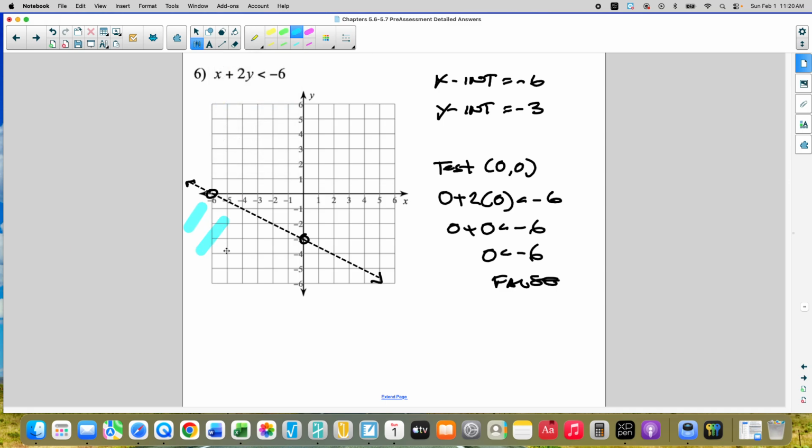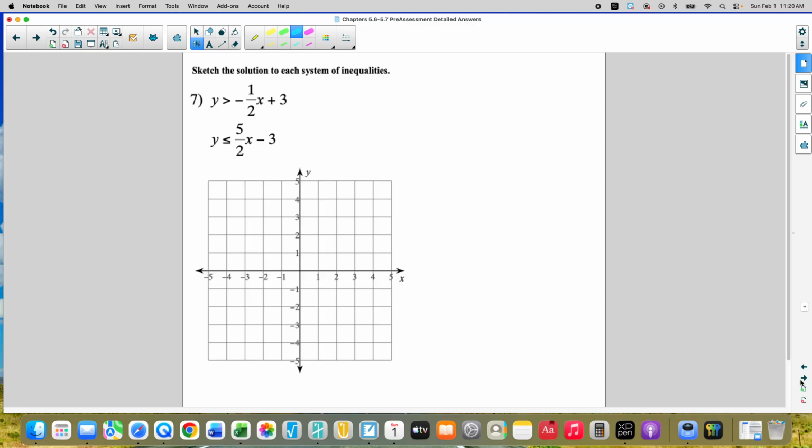So we're actually going to shade away from 0, 0, from my test point. All right, now we move on to 5-7, where we have systems. Same thing, we're going to take each equation and graph it, and we'll do it this way.